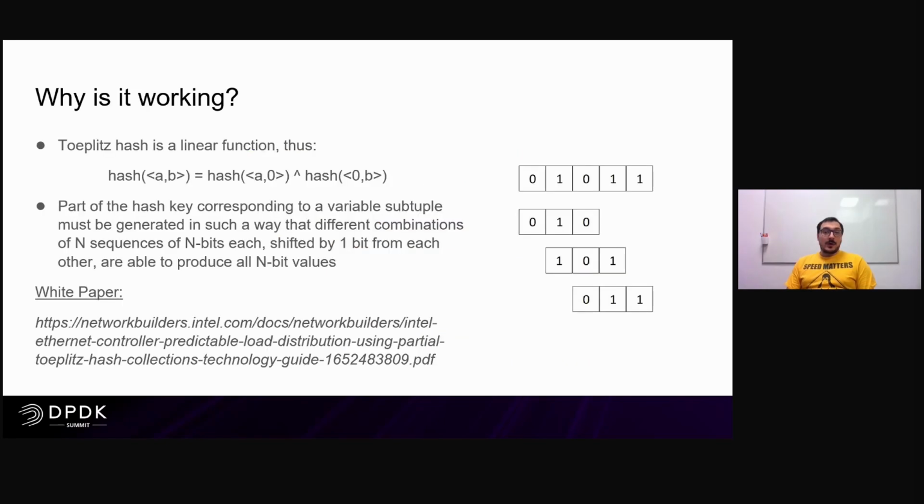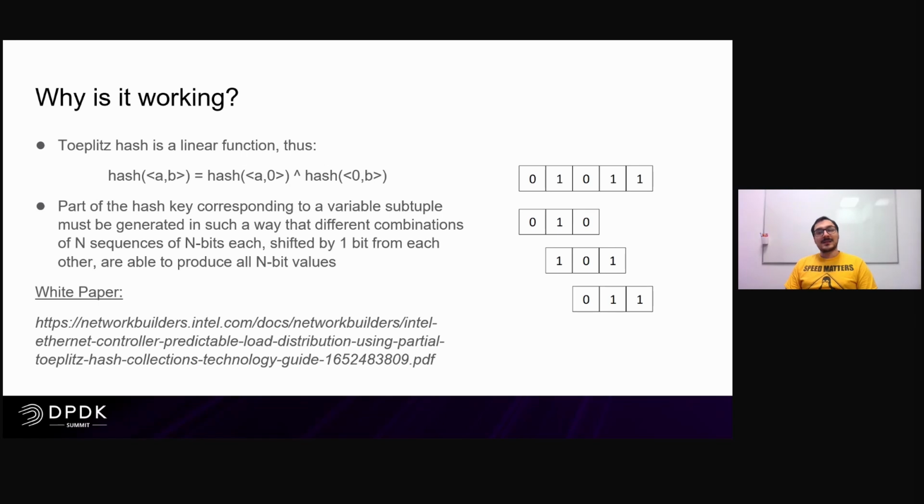And a few words regarding why this is working. First, Toeplitz hash is a linear function. Particularly, this is a matrix multiplication over Galois field of two elements. So the following equation is true.